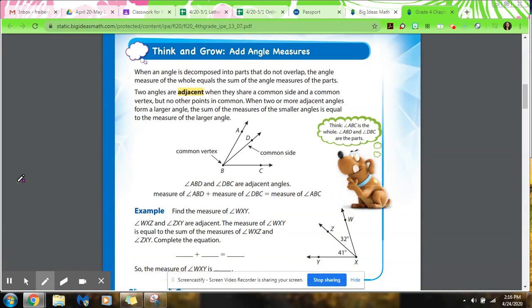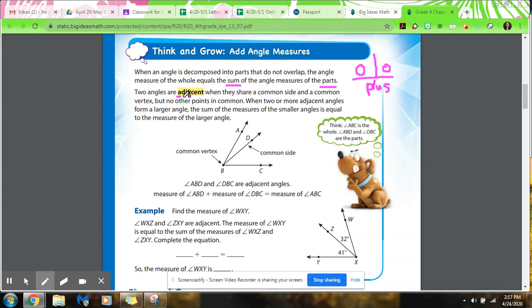Today's lesson is 13.7, which is adding angle measures. When an angle is decomposed into parts that do not overlap, the angle measure of the whole equals the sum of the angle measures of the parts. So for example, if I were to cut an angle, it would be this angle plus this angle in order to get us our total.